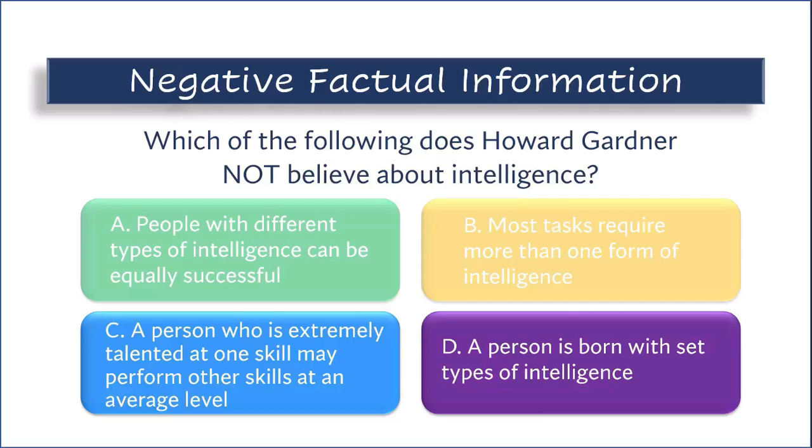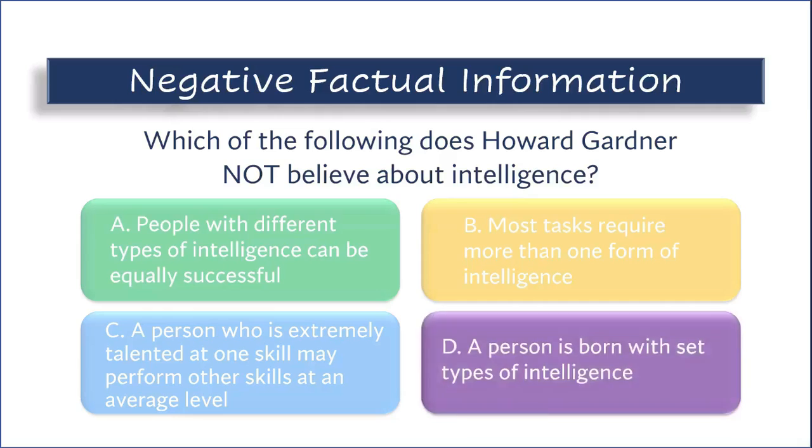C is incorrect. It is stated in this sentence in paragraph 6, quote, "As evidence for the possibility of multiple intelligences, Gardner cites descriptions of individuals with exceptional talent in one form of intelligence, for example, in playing the piano, but who are neither above nor below average in other areas." The correct answer is D. The passage does not make a claim about Gardner's beliefs regarding the intelligences one is born with.